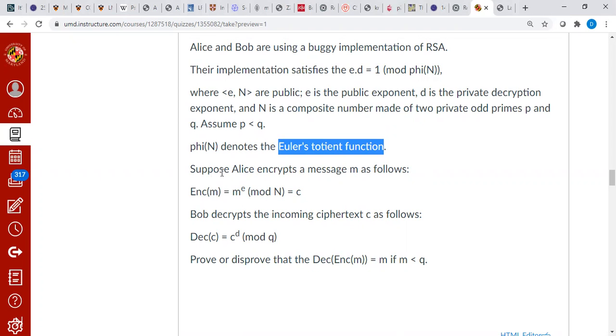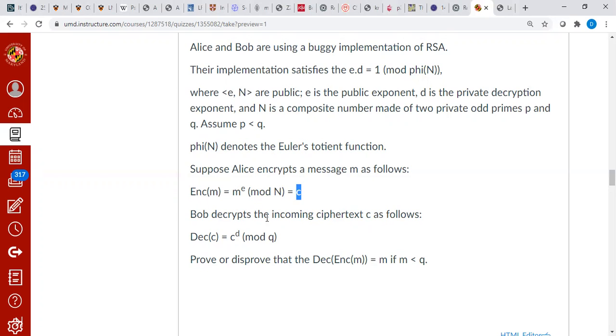The encryption function is given here. It takes a message and raises it to the exponent E, the public exponent E, right? If Alice wants to send a message to Bob, Alice will use Bob's public key, which is basically the pair E and N, right? So she will take the message M, raise it to power E mod N, meaning M power E when divided by N, the remainder is the value C. She sends it to Bob.